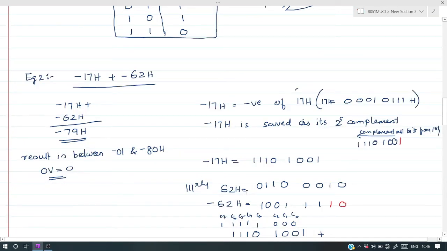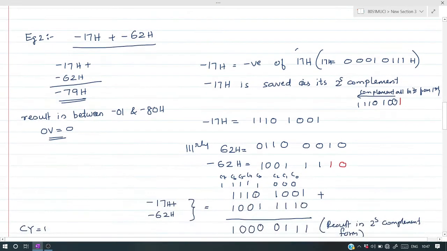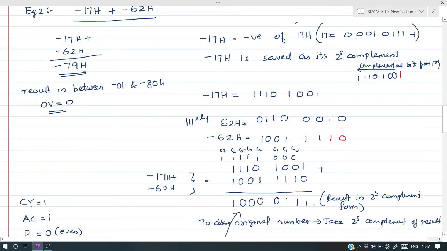Similarly, the binary form of 62h is this one. To find minus 62h, we copy till the first one like this, and the remaining bits we replace with their complement. So 0's complement is 1, 1, and so on. Then we add minus 62h and minus 17h. We can see that the result is this one. So the result is in 2's complement form.